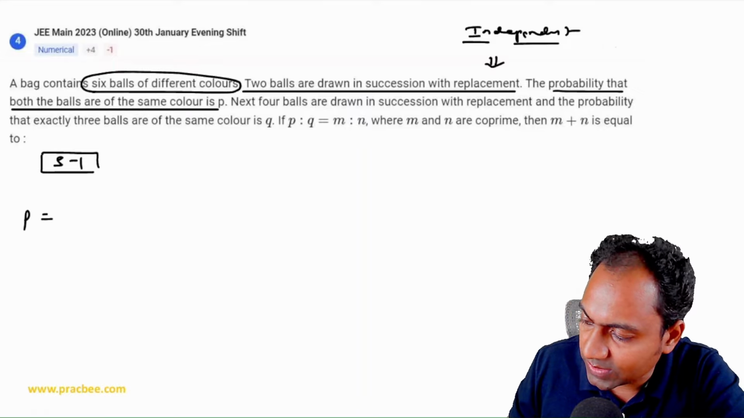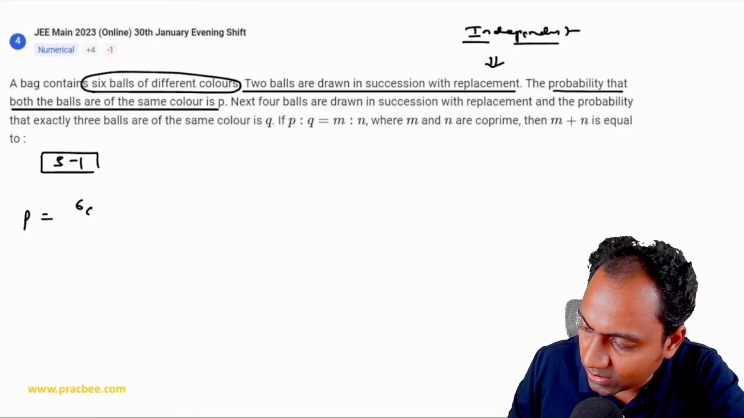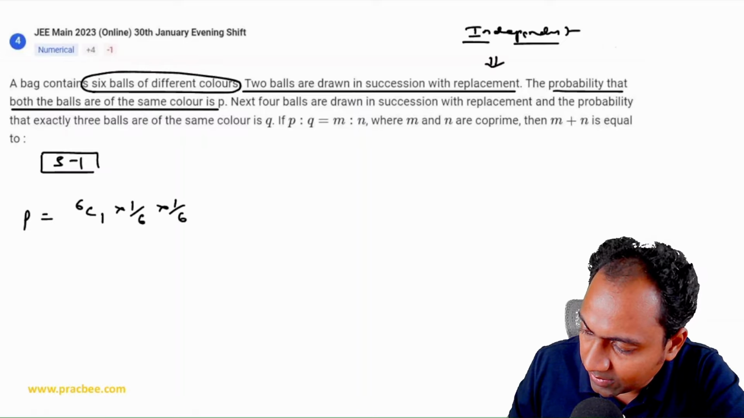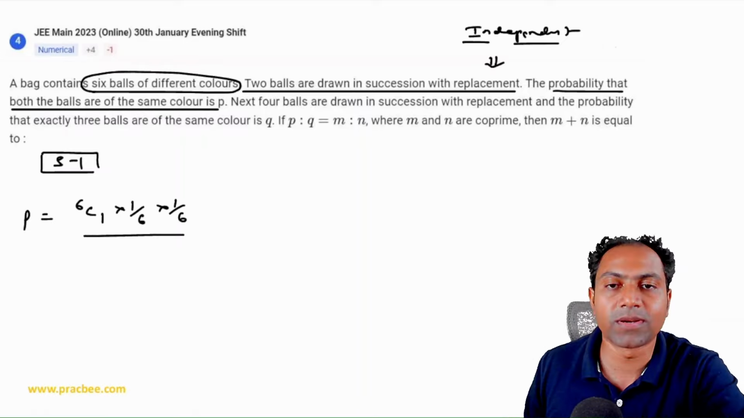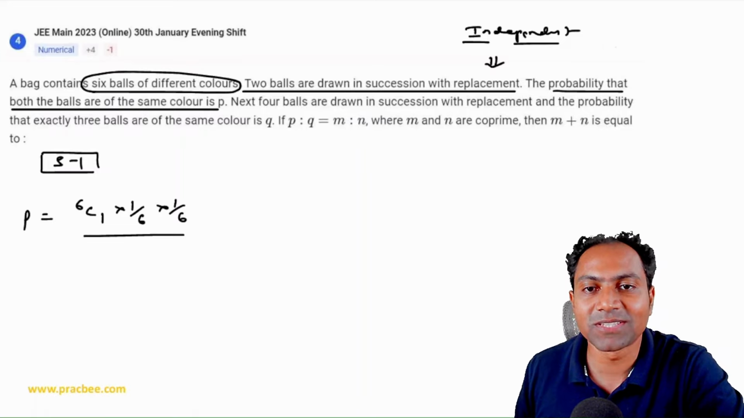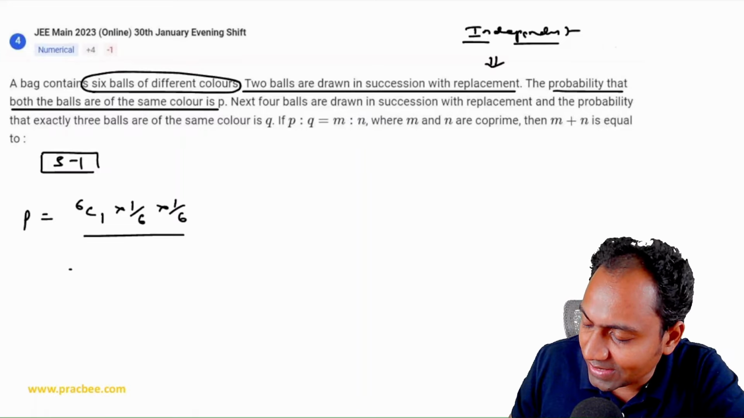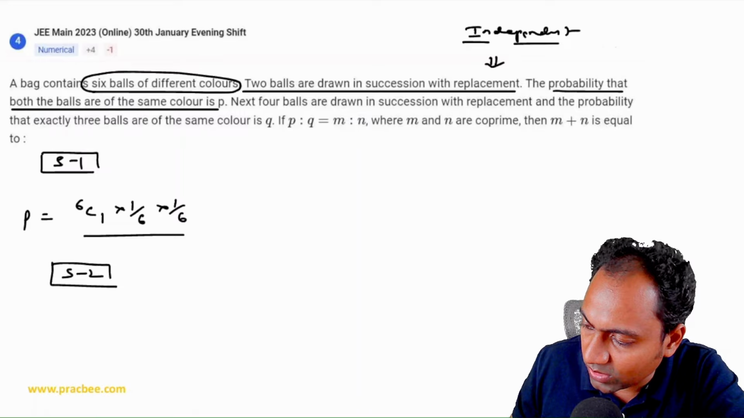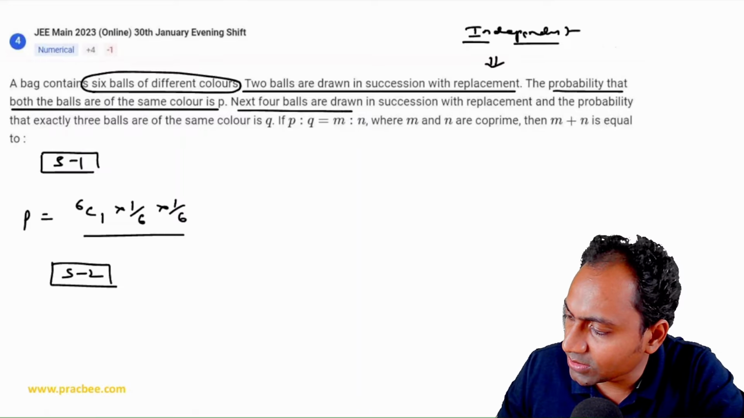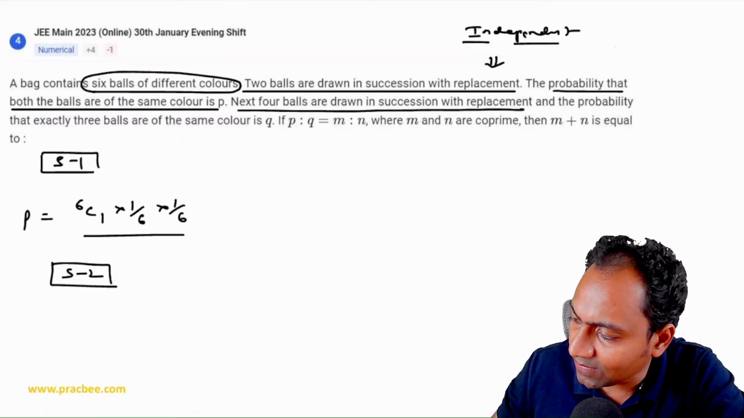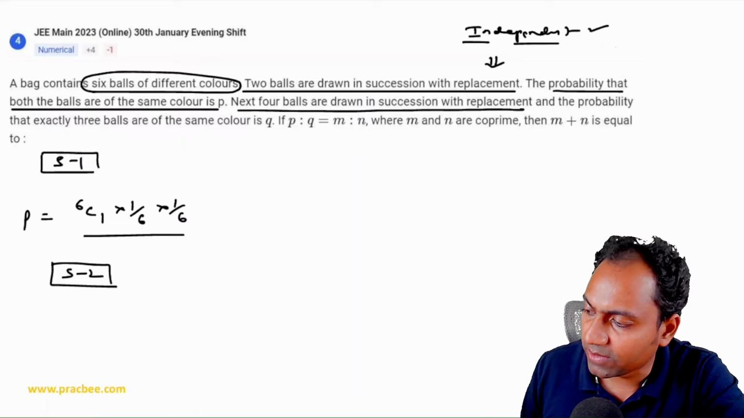What you can do is choose one of the colors, and the probability of that color coming is 1 by 6, and again the same color coming is 1 by 6. So this is nothing but the probability of the first event that is given to us. Now let us take the second scenario. In the second scenario, they are saying 4 balls are chosen in succession with replacement. Again, when they say with replacement, it is an independent event.